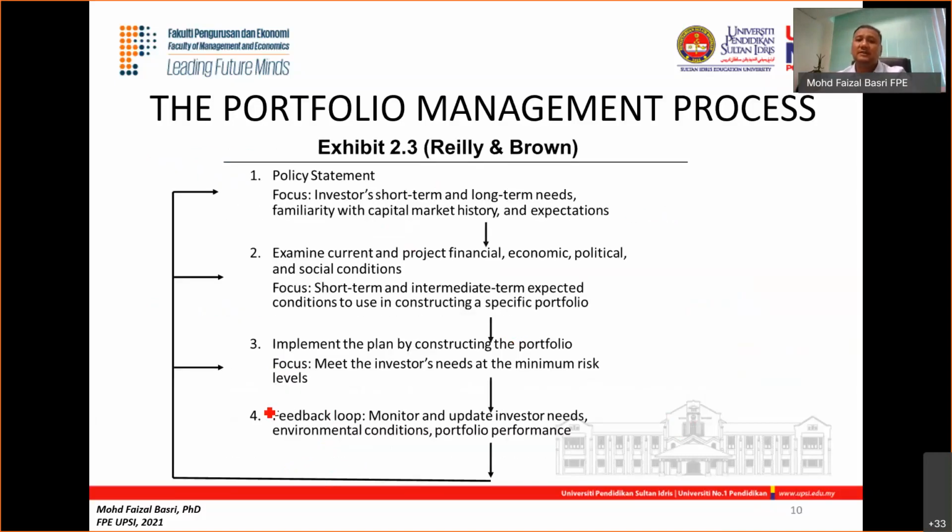Okay, so in the process flow, you can see, set up the policy statement, study and analyze the current situation and projections from the economic point of view, the industry point of view, and also the company's point of view. Then after analysis, we decide or construct the portfolio. And lastly, we monitor. That's the sequence. Step number one, step number two, step number three, step number four. And it can reverse. That's why it's called looping.